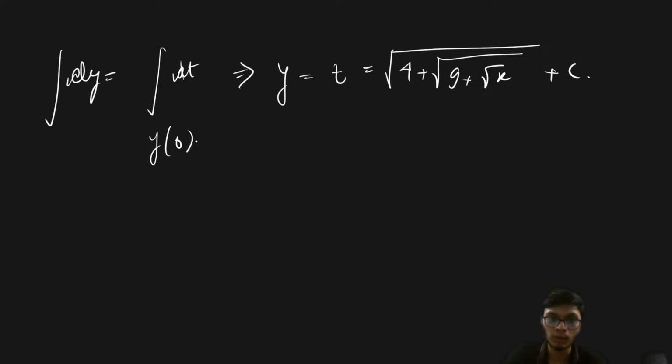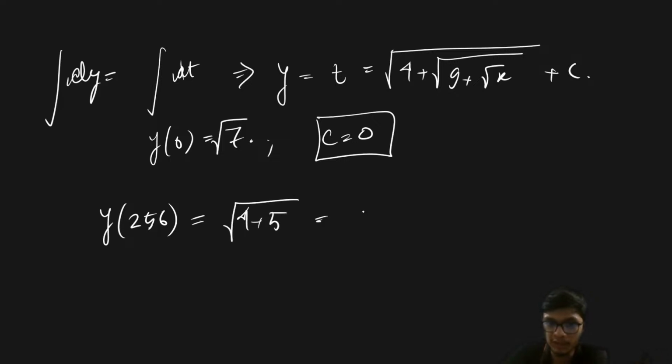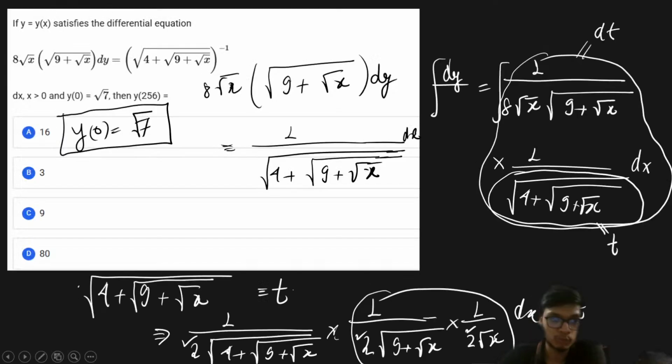Now, at x equal to 0, y is given as root 7. So if you put x equal to 0, the y value will come out as root 7, and therefore c is equal to 0. On putting x equal to 256, the y value will come out as the square root of 4 plus square root of 9, which is equal to square root of 9, that is basically equal to 3. So the answer to this problem is option B, which is equal to 3.